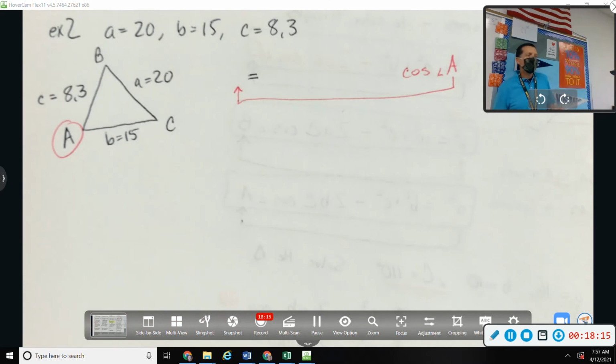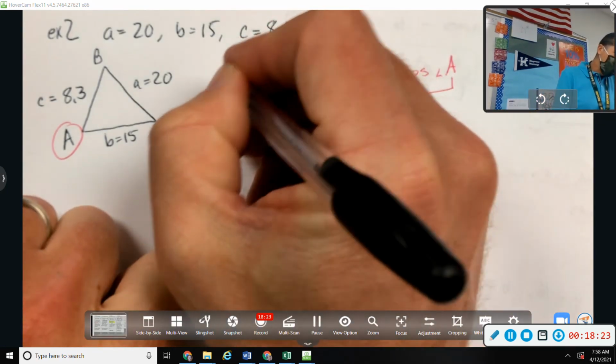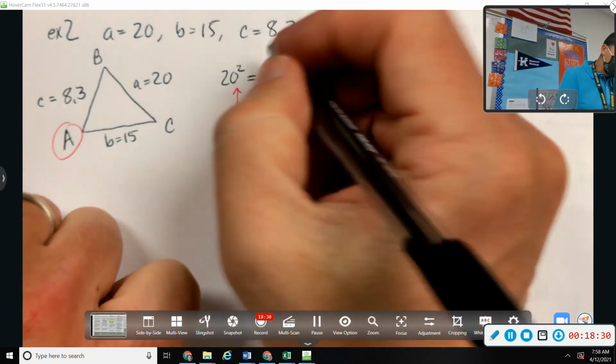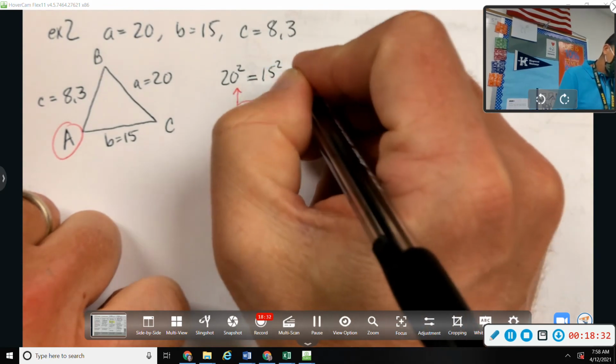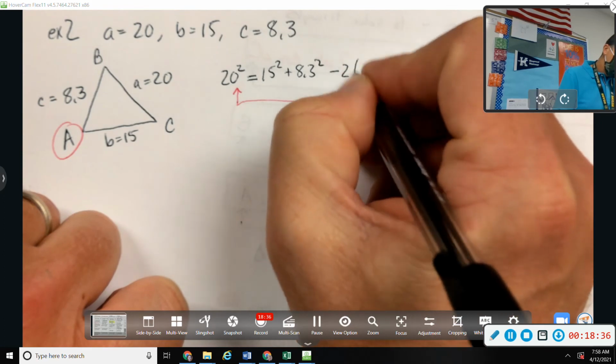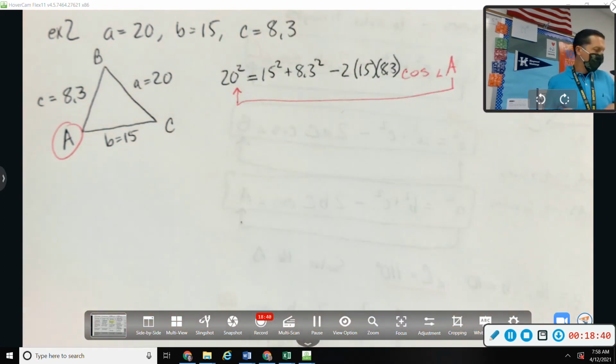Again, rather than memorizing 3 formulas or trying to match up 3 formulas, know the format of the formula. And so A across from A, I'll use side A over there. And then I'll fill in with the other two sides. So 15 squared plus 8.3 squared minus 2 times 15 times 8.3 times cosine of angle A.